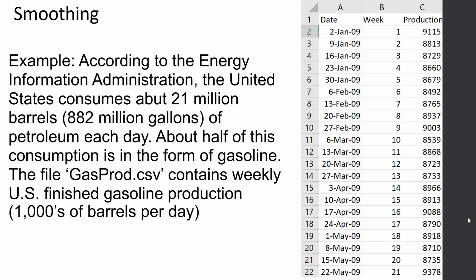So we've got an example. According to the Energy Information Administration, the United States consumes about 21 million barrels, 882 million gallons, of petroleum each day. About half of this consumption is in the form of gasoline. The file gasprod.csv contains weekly U.S. finished gasoline production in thousands of barrels per day. Notice here that we have our date column. We've got a week column, which we could use instead of creating a separate index. And then we've got our response variable, production.